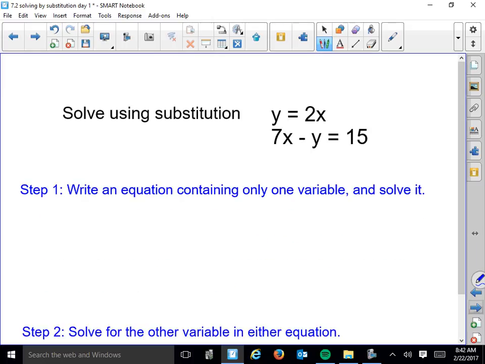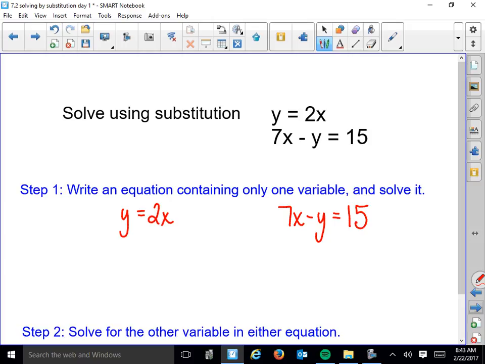All right, so here's our first example. We're going to solve the system using substitution, and our system is y equals 2x and 7x minus y equals 15. The first thing that I like to do is write the equations out side by side, because we're not going to be working with both equations at the same time during substitution. We are going to use information from one equation and substitute it into the second equation.